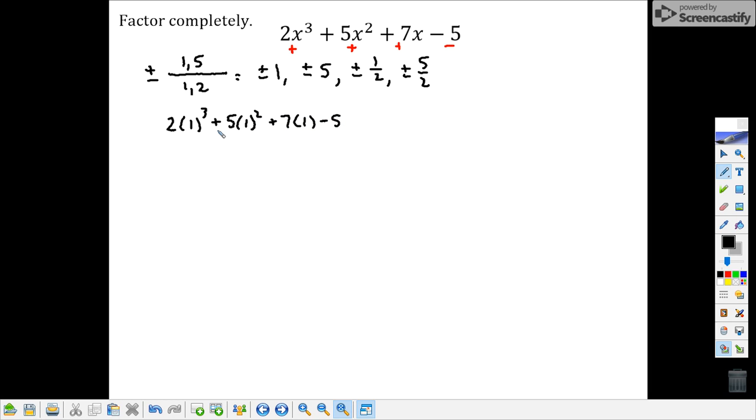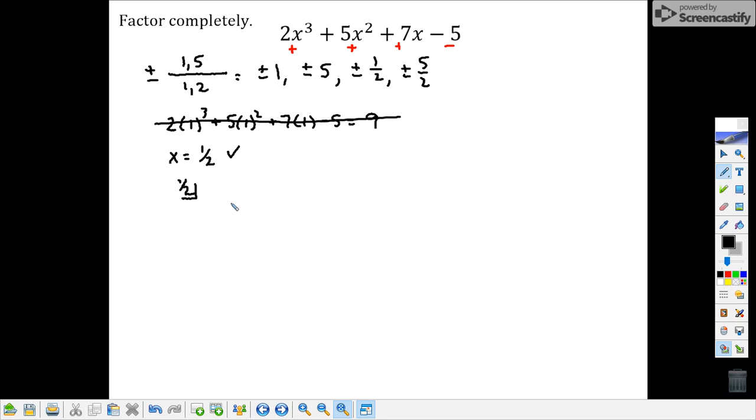The nice thing about plugging 1 in is really you're just adding the coefficients together. And I can automatically tell that that's not going to equal 0, because 5 and a negative 5 will cancel out, and otherwise you're just adding 2 positive numbers. So we get 9. So 1 did not work. I could go on to 5 and so on, but what you're going to find is when I plug 1/2 in, it ends up working. So x equals 1/2 is the one I want. I know it works because when I plug it in for x, I get 0.